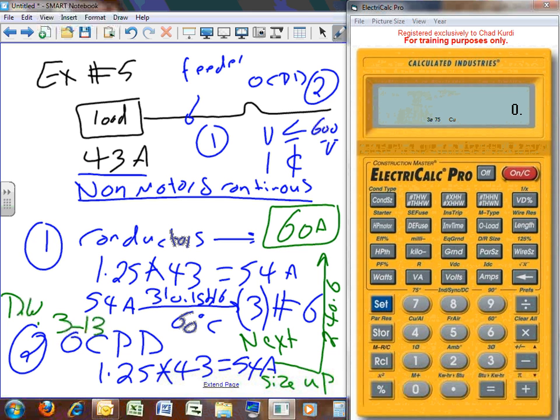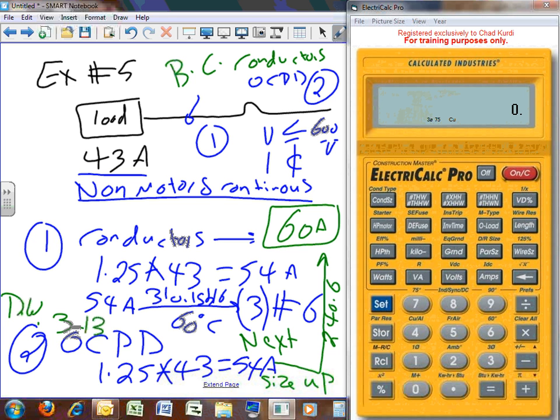Now, is that a branch circuit or is that a feeder? Technically, this is a branch circuit. The difference is, the branch circuit is between the last overcurrent protection device and the utilization equipment. So technically, this is a branch circuit conductors. For all practical reasons, the calculation is the same. You could use a different table if it was a feeder. No, the same calculation.